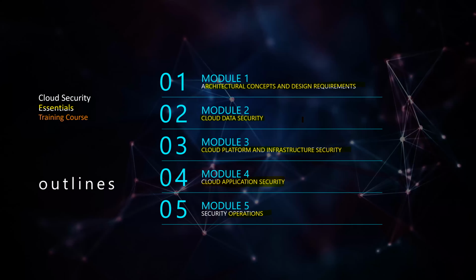In the cloud security essentials training course, we will cover five very important sections. Number one, some concepts and design requirements for your cloud infrastructure. Then we will have a look at data security, and we will concentrate on data security only.